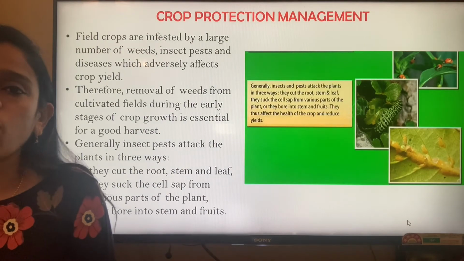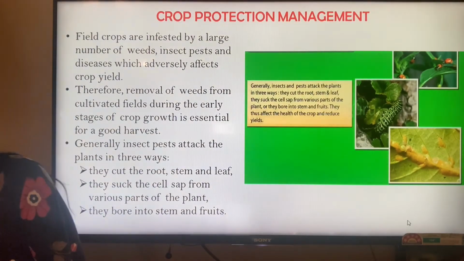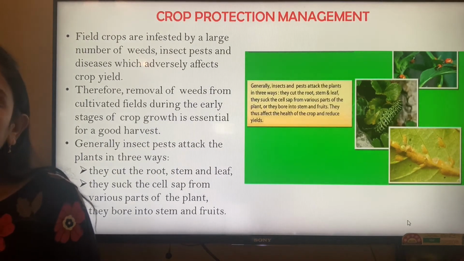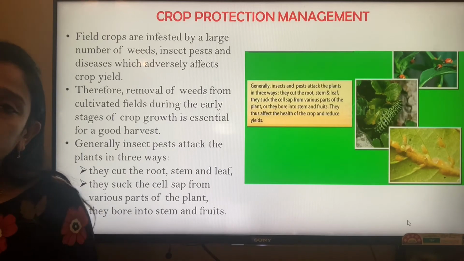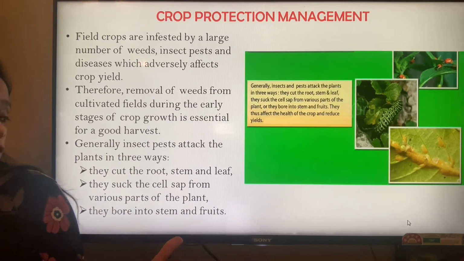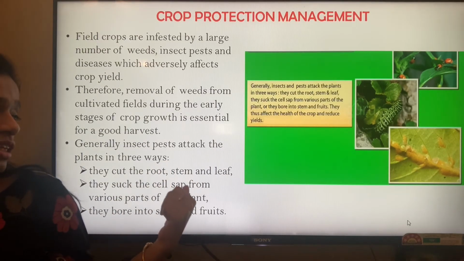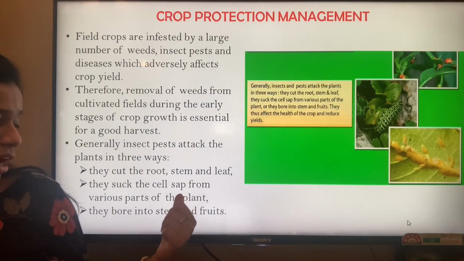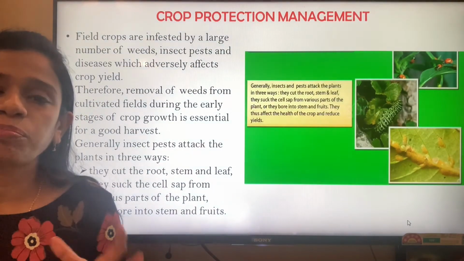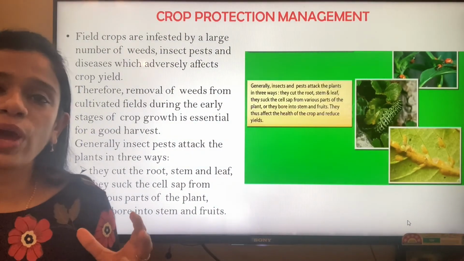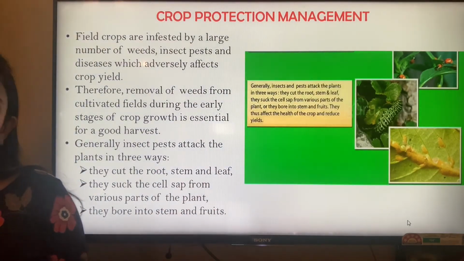Now we'll come on to crop protection management. When we talk of crop protection management, the field crops are infested by a large number of weeds, insects, pests and diseases. So we have to remove these. So how to remove them? We can do it by cutting off the roots, stem and leaf. Sometimes they suck the cell sap from various parts of the plant, and they are also borne in the stems and the fruits. So these are the places where the particular weeds or insects and pests affect that part of the plant.